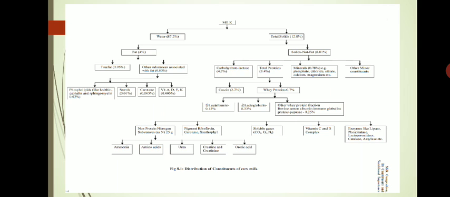And one of the important components of milk is enzymes. Milk contains enzymes like lipase, phosphatases, lactoperoxidase, catalase and amylases. So this is an overall profile, a detailed component analysis of milk, or the distribution of constituents of cow's milk. Basically, it majorly contains water and total solids.